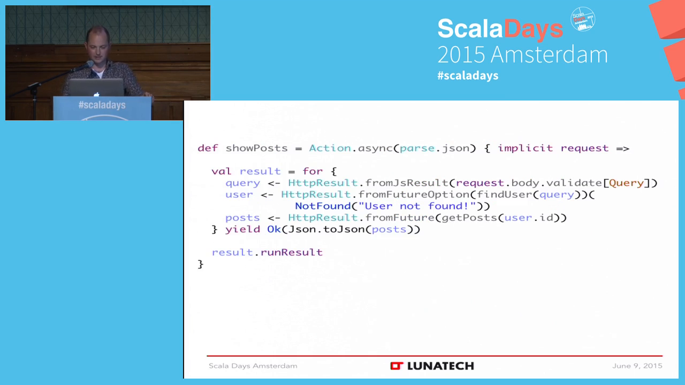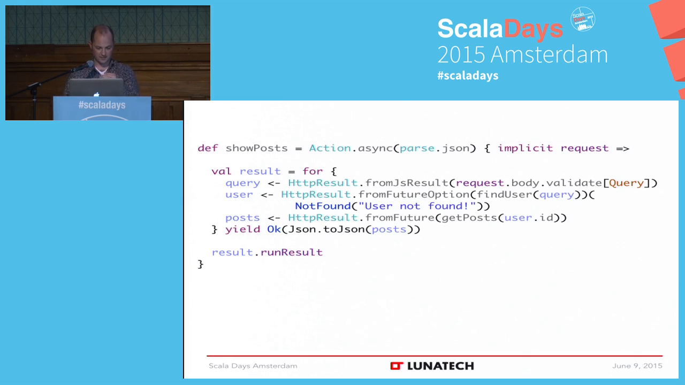So how would this look in practice? Suppose that we make an action method showPosts. That's an asynchronous method, which means that we have to give back a future of a result to Play, and it takes some JSON data from the request. The steps we want to do are to validate that the JSON in the body is a valid query object. For example, I just made that up.